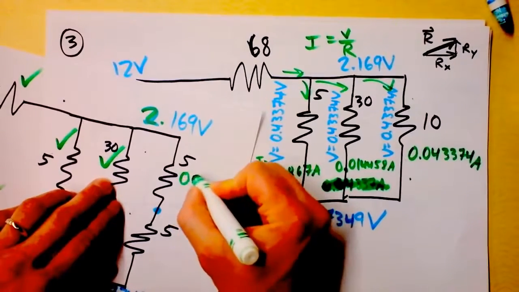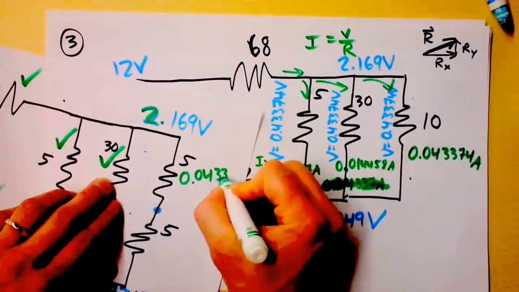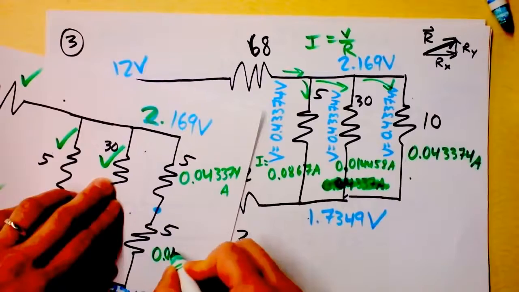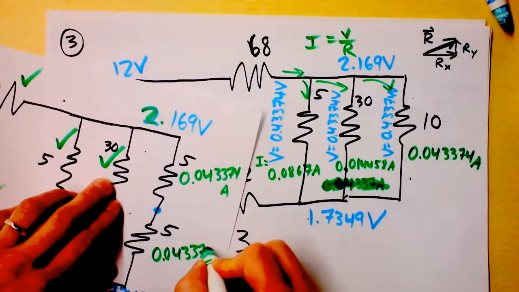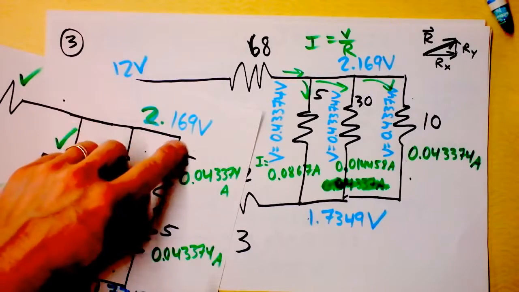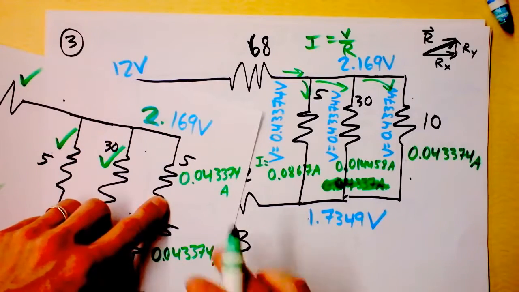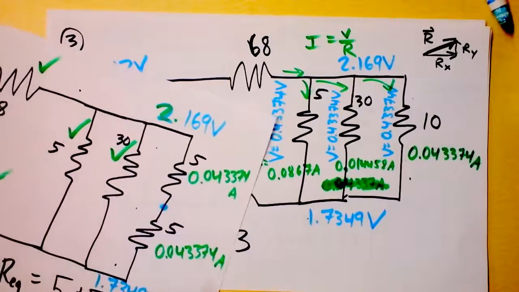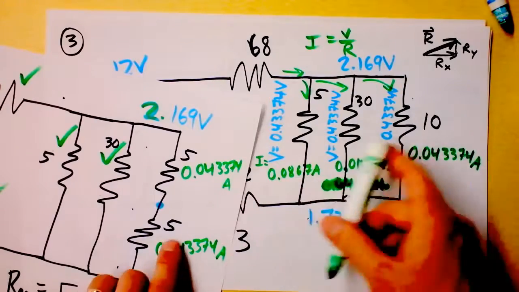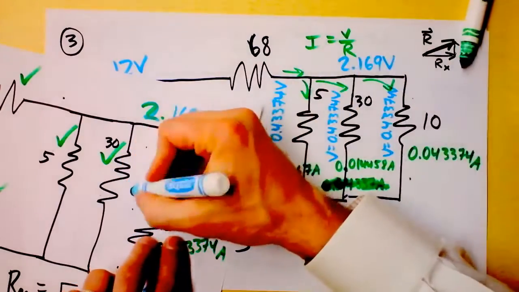The current through this guy, 0.0433374 amps. And the current through this guy, 0.0433374 amps. Sure. Now, what is the voltage drop across this resistor? Well, it's going to be the current times the resistance, because V is IR. So I'm going to take 0.043374 and multiply it by 5. And I find that voltage drop.